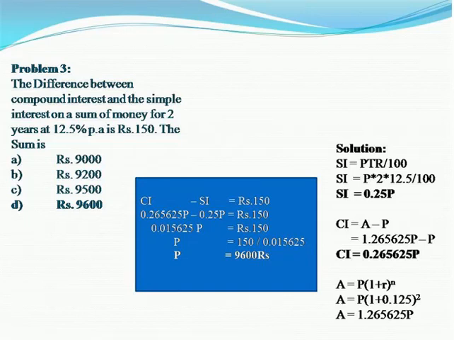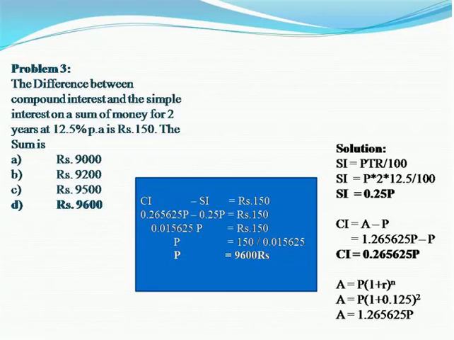So solution, first we try to calculate the simple interest, which is nothing but PTR divided by 100. So we don't know what the simple interest is, it is equal to P, the original sum which we are supposed to calculate in this problem, into 2, the time period, number of years, into 12.5%, the rate of interest, divided by 100. Therefore simple interest is nothing but 0.25P.